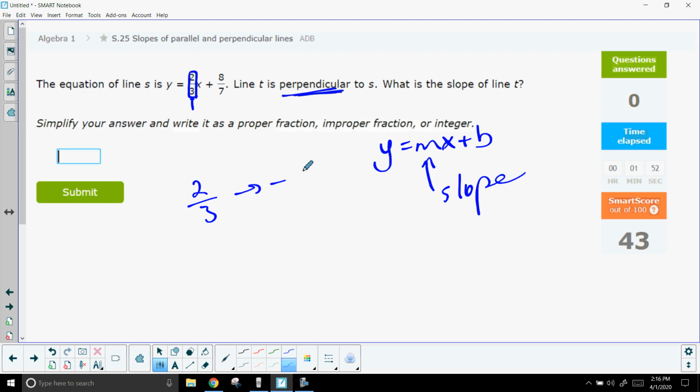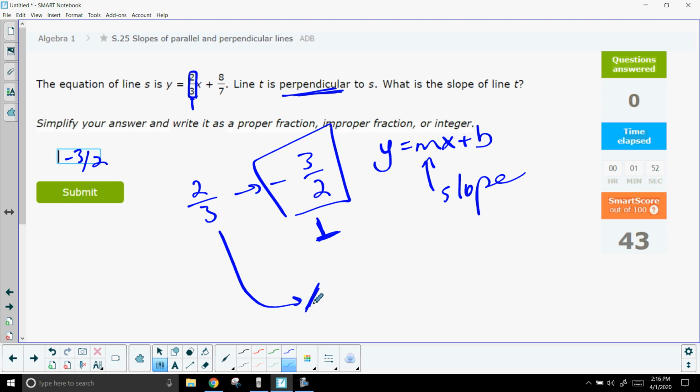So -3/2. You just plug that into the space. Again, this is if they're perpendicular. If they were parallel, this is a symbol for parallel, it'd be 2/3. Stayed the same.